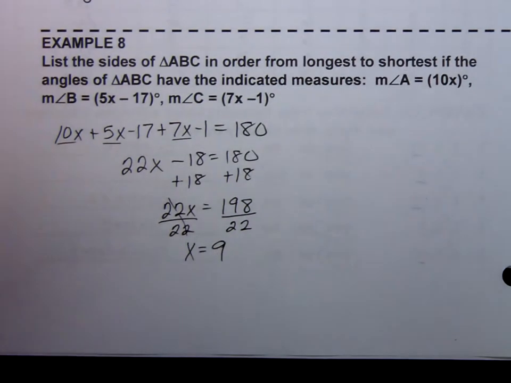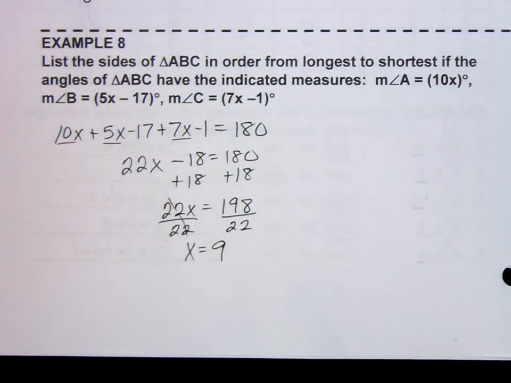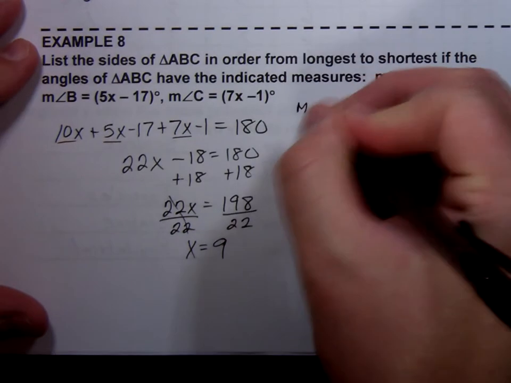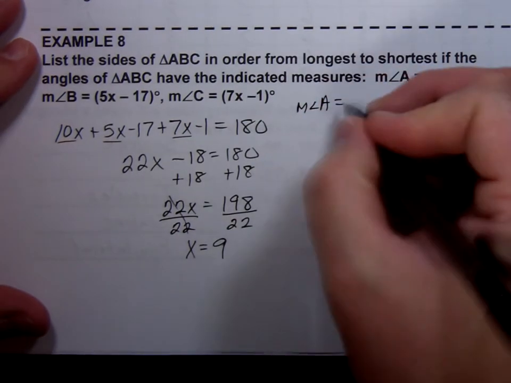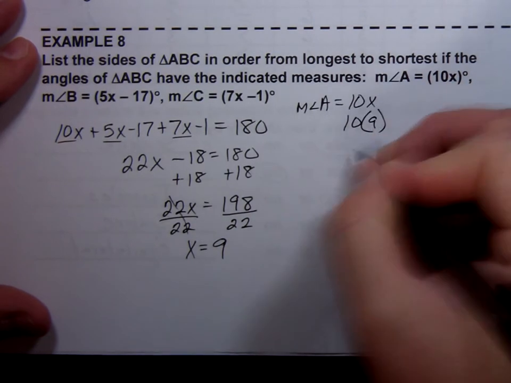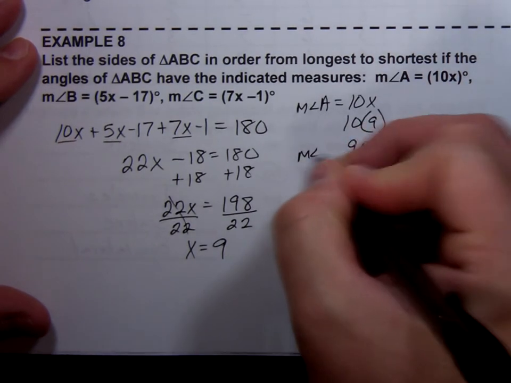All right, so that tells me what x is. Now, that's only useful because I needed to find out what the angles are. So I need to substitute that 9 back in on each one of these to find the angles. So for the measure of angle A is 10 times x. If I know x is 9, then the measure of angle A is going to be 90 degrees.